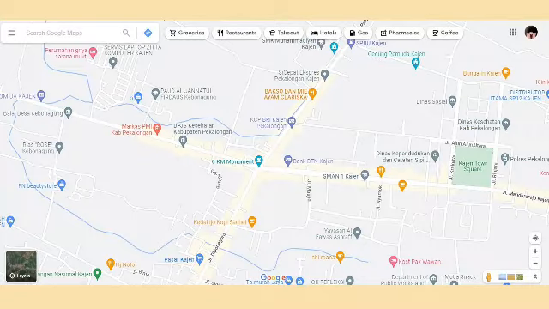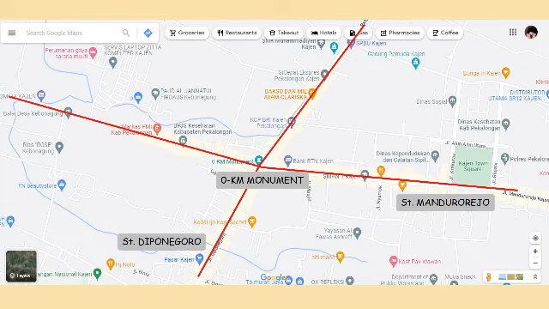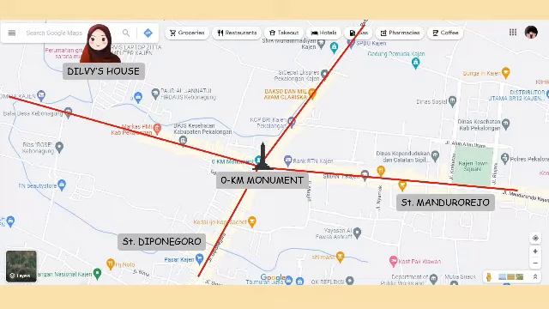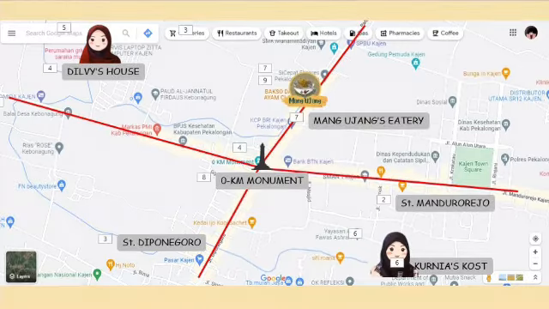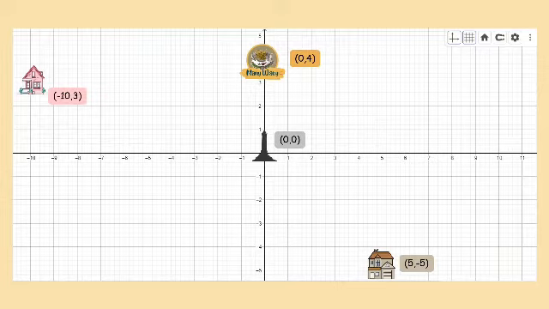Let's solve Kurnia's case. Here, we can assume the Mandurarejo Street as the x-axis and the Diponegoro Street as the y-axis. And don't forget the 0 km monument as the origin point. As we know, Dilvi's house is in the Kriya Sarana Mukti housing, Kurnia's home is at Mr. Wawan's boarding house, and Mang Ujang's eatery is here. This is the illustration of the map in its Cartesian plane.